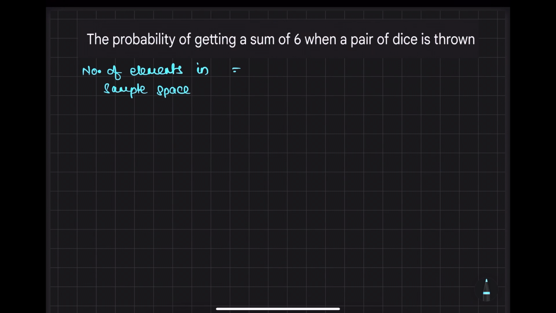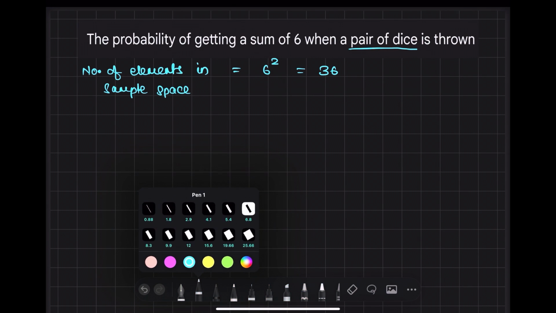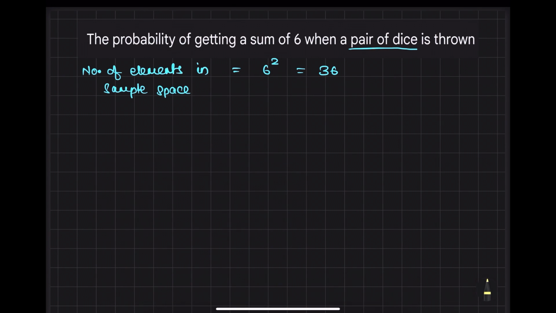If I throw a dice once, the total number of outcomes would be 6: 1, 2, 3, 4, 5, 6. And we have thrown a pair of dice, so the number of dice will be put on the power. So it is 6 power 2, which is 36. So the total number of elements in the sample space would be 36. Now we want the probability of getting 6.